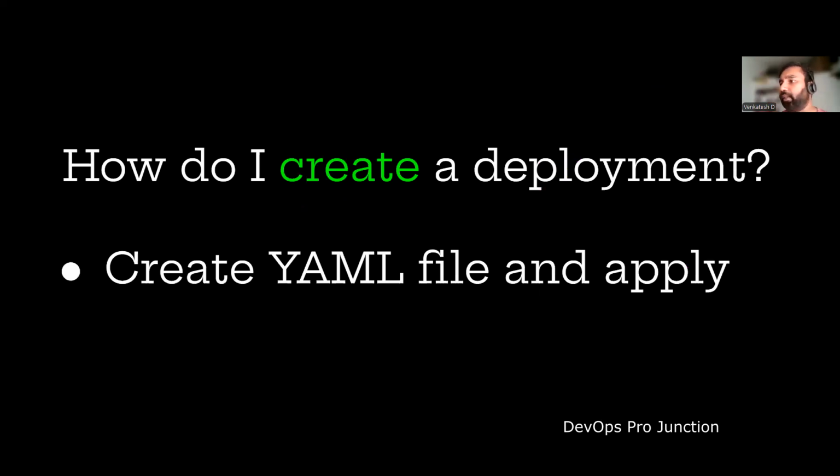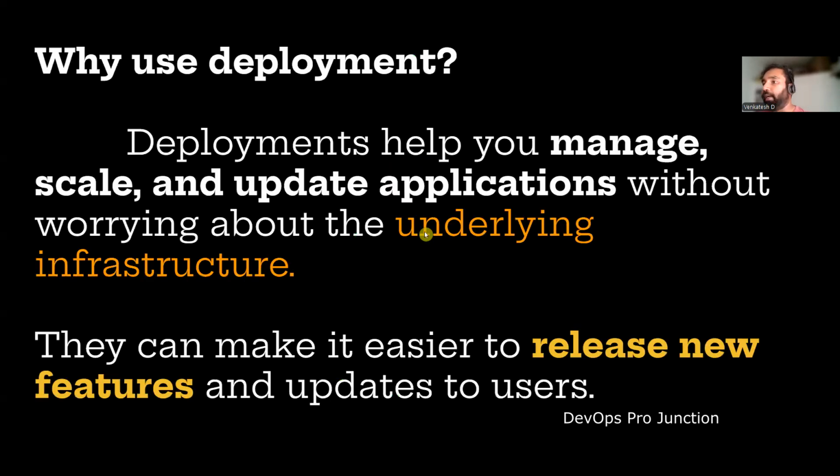How can we create this deployment? We can create deployments using a YAML file, or you can create them with JSON files. And why do we use deployments? We use deployments in Kubernetes to manage your pods, scale your pods, and update your applications to the next version without worrying about your underlying infrastructure.